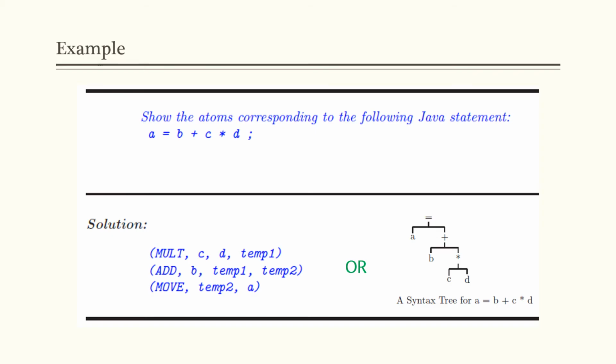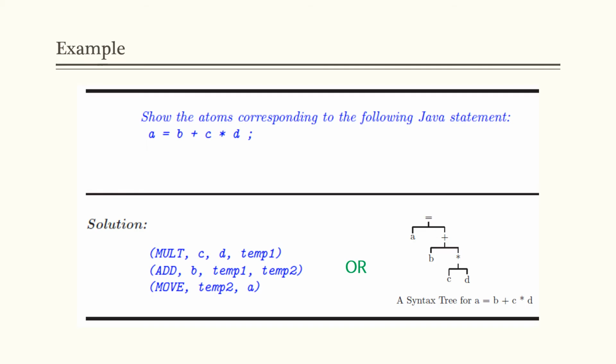Okay, these are the atoms: 3 atoms for this single statement. The second phase, instead of atoms, the output can also be in the form of a syntax tree. There's a tree structure, as in this figure here, as in this structure.